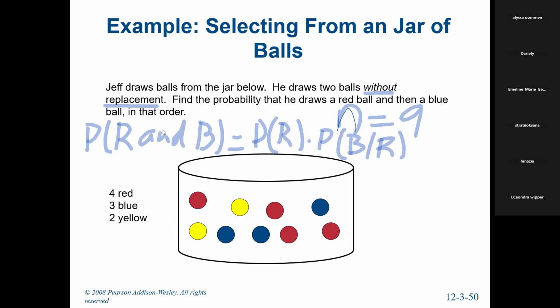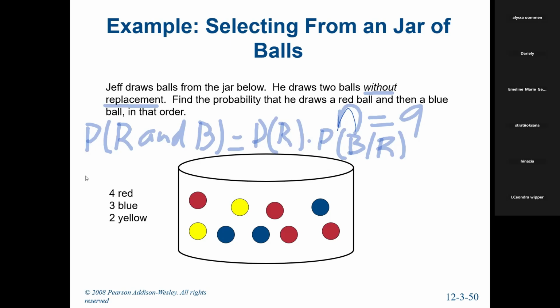So when Jeff draws the ball, he does not put the ball back in the jar. Is that clear? He does not put the ball back. Are you with me? Yes. Because of this word, the two events are not independent.